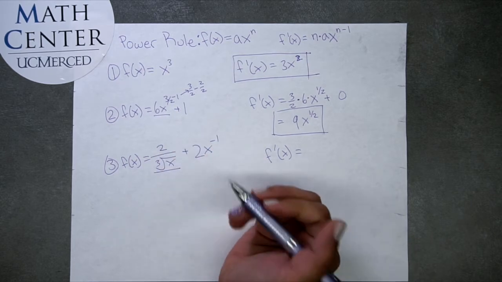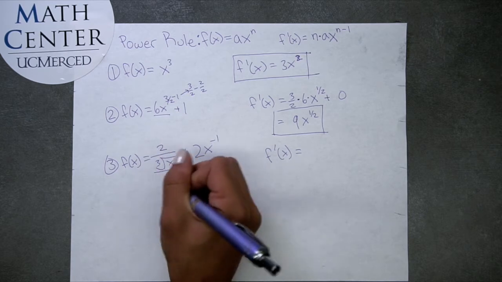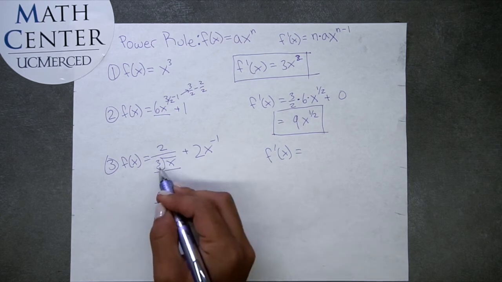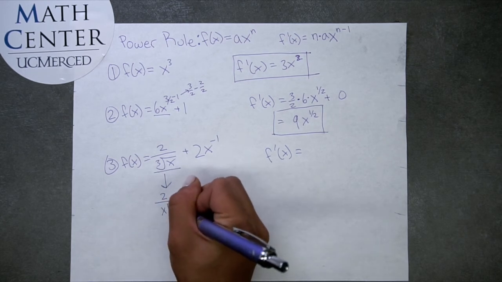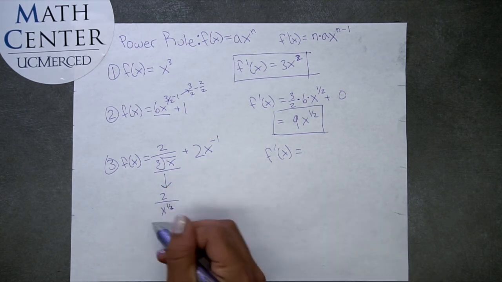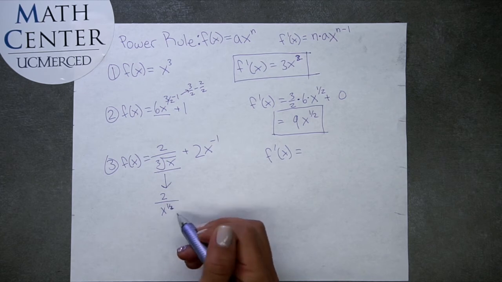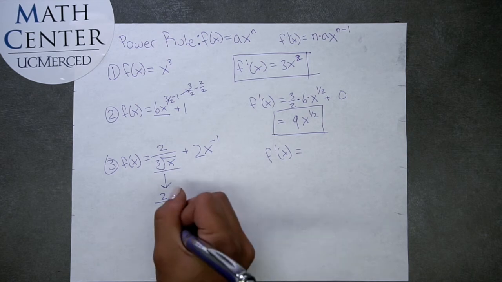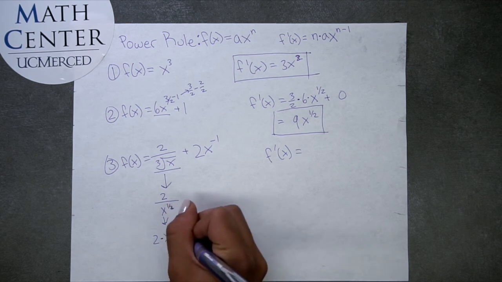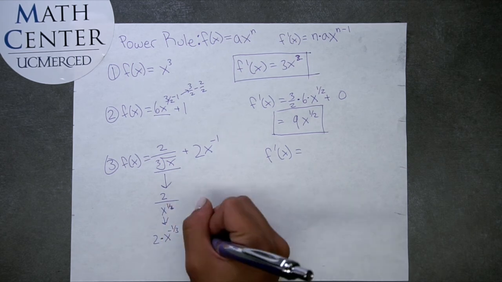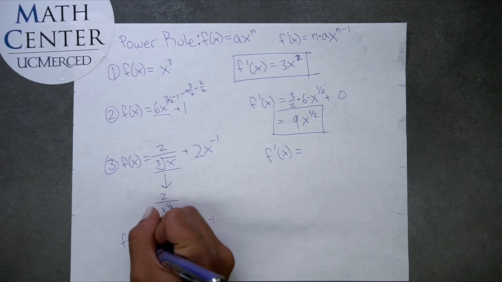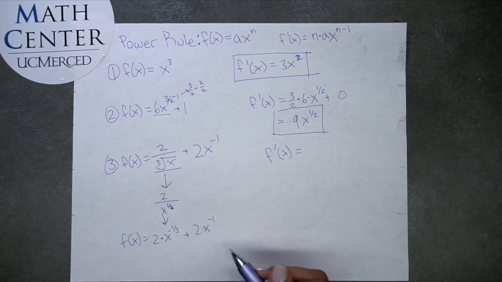We don't see any exponents, but we can rewrite it as something with an exponent. So this can be rewritten as 2 divided by the cube root of x is equal to x to the 1/3 power. And we can't use the power rule yet because x is in the denominator. So we need to move x to the numerator. To do that, we can rewrite it as 2 times x to the negative 1/3 power. And then we have plus 2 times x to the negative 1 power. So I just rewrote it with exponents.